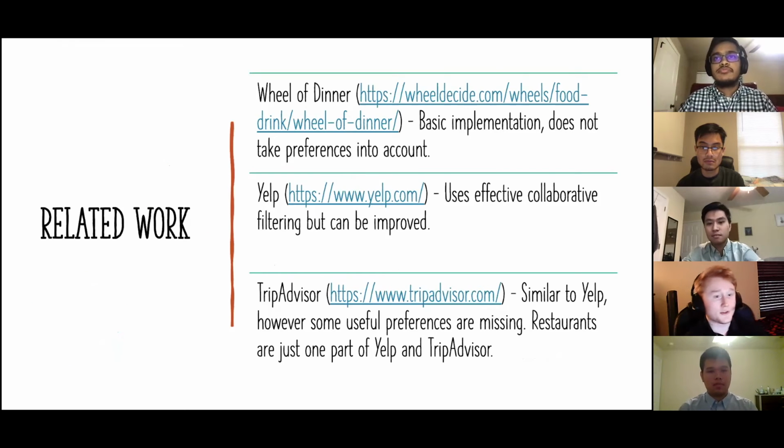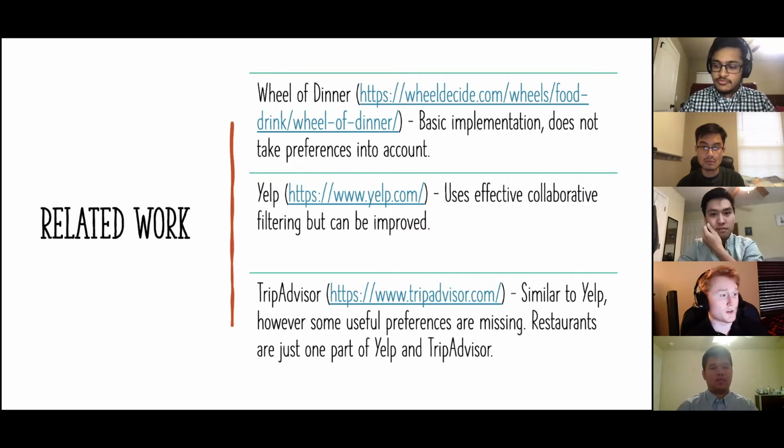Okay, so we have some related work that we took a look at. First is the Wheel of Dinner, which is a really basic implementation. It doesn't take any preferences into account. It's just a wheel that you spin and it lands on a type of food, so it just decides totally randomly. And then next there are Yelp and TripAdvisor, and those are similar in that they both use collaborative filtering, but we think that we can improve on that filtering.